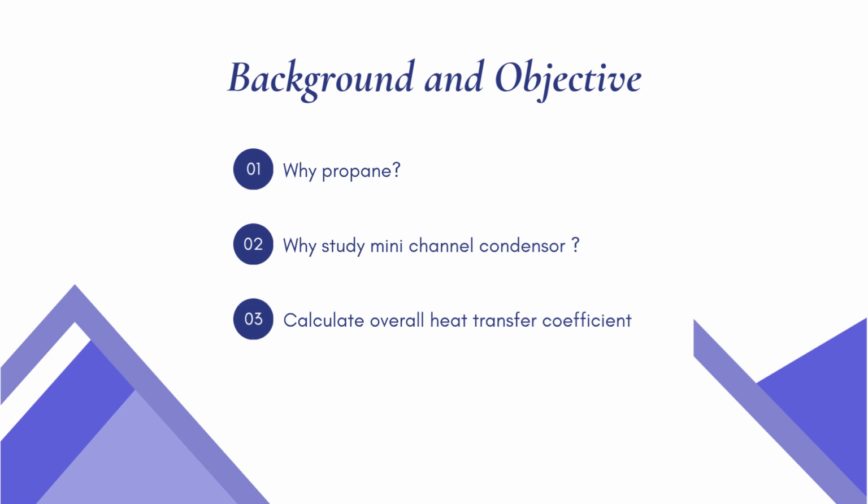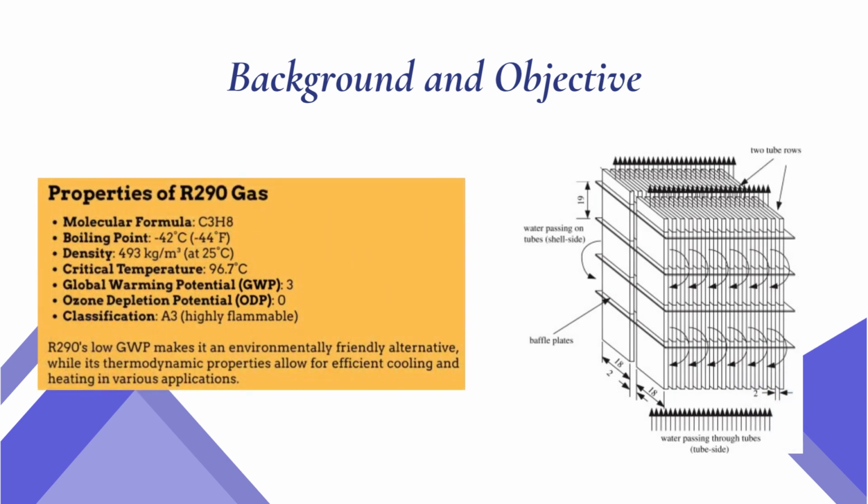Mini-channel condensers are chosen because they offer a higher surface area to volume ratio, which improves heat transfer performance while reducing the size and weight of the system. These compact condensers are ideal for space-limited applications, such as automotive air conditioning or small-scale refrigeration systems.